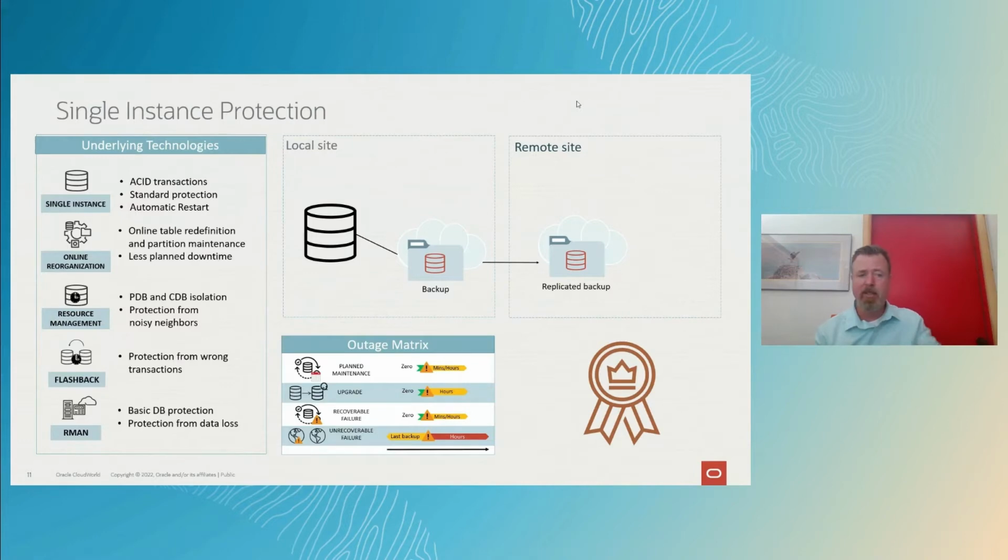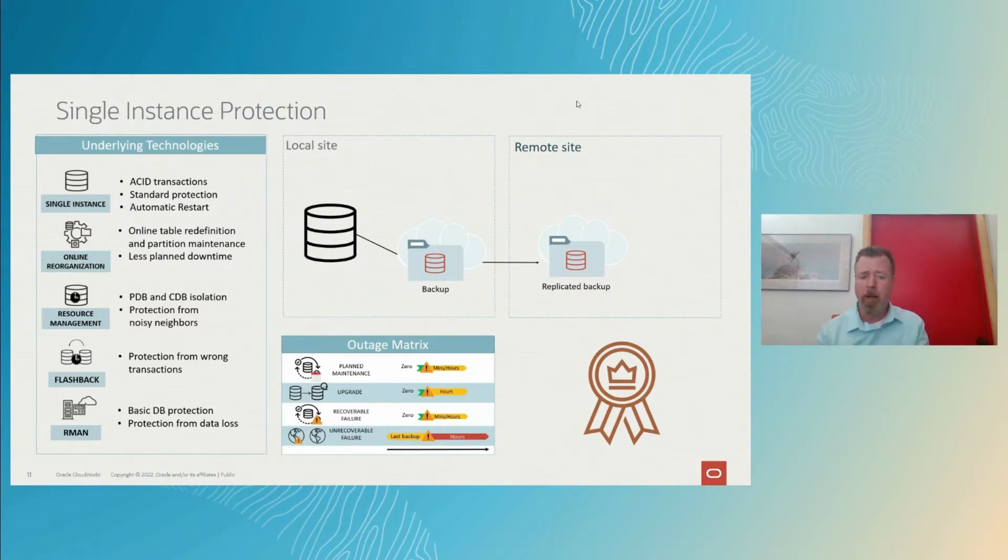And while we talk about single instance, right, you have automatic restart still, you have support for ACID transactions. There's still a ton of capabilities here, right? Online reorganization allows us to change our tables online without taking any downtime. We have multitenant available to us, right, with PDB, CDB isolation, and we can do a lot of lifecycle operations such as cloning and setting up test environments. And it still provides protection from noisy neighbors. Flashback is our rewind button for the physical database or even individual tables or queries.